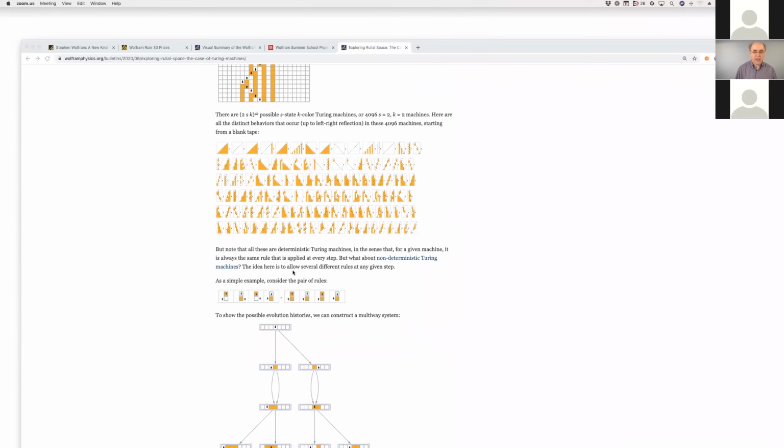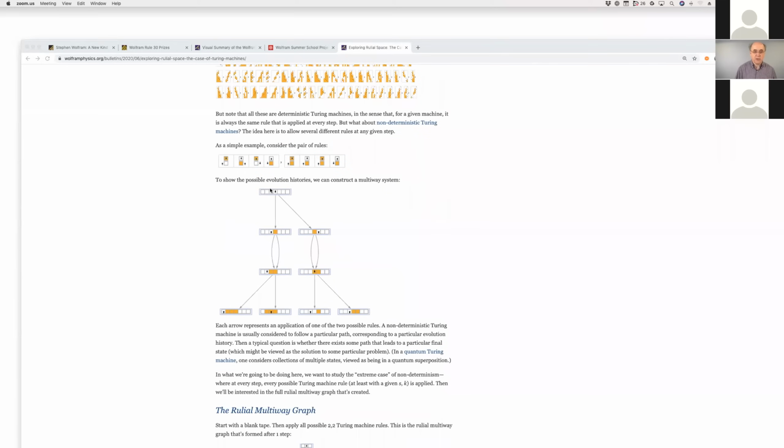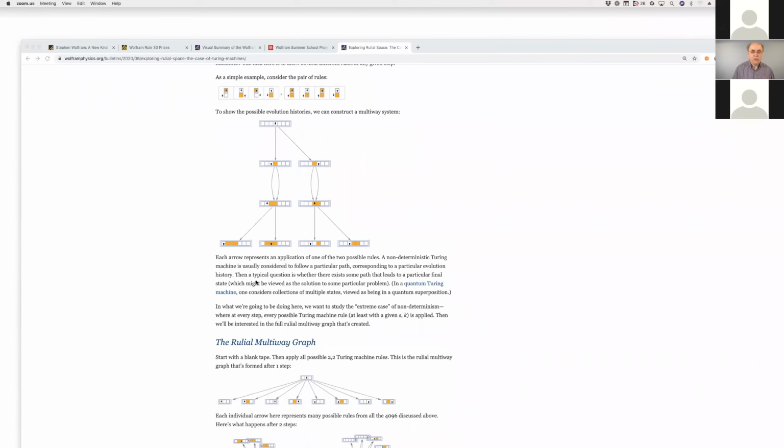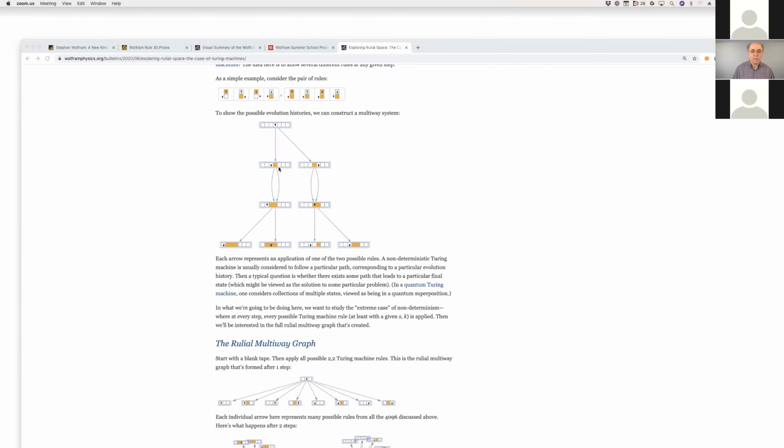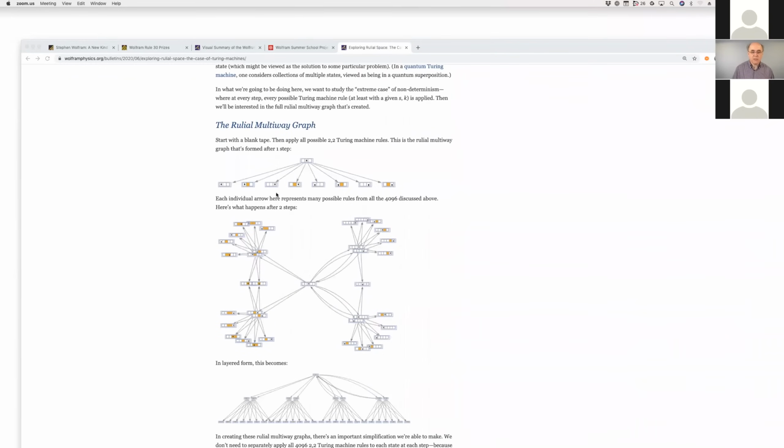But now we can say, let's make a multi-way system for Turing machines, where we say, here's a non-deterministic Turing machine, and we're showing the various different paths for the different outcomes that could occur in the Turing machine. But now we can say, let's consider the case of all possible Turing machine rules. Let's make a rulial multi-way graph for Turing machines. So we're starting off from the blank tape here, and every edge here corresponds to a particular possible rule to be applied to the Turing machine.